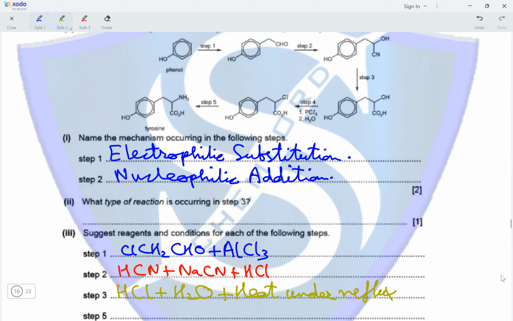And in step 5, we have conversion of chloroalkane into amine. So we would have ammonia as a reactant, we would have ethanol as a condition, and we would have heat under pressure as the other condition.